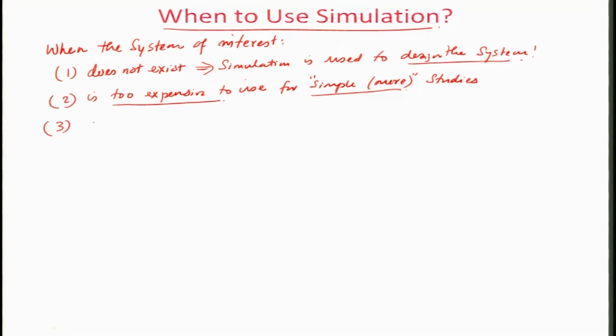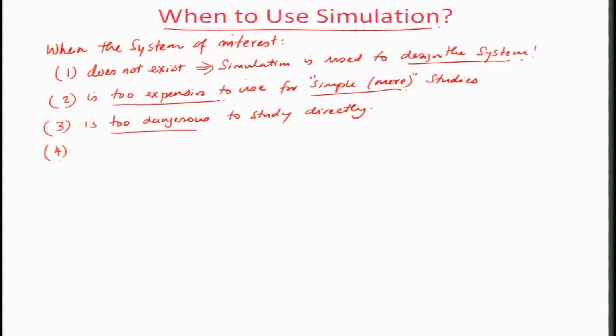Number 3, when the system of interest is too dangerous to study directly. So, you want to find out what is the impact of dropping of an atom bomb in a big city. It is pretty dangerous to actually take the atom bomb and drop it in the big city. Instead, what you would do is you build a simulation model of the city, and you build a model of the atom bomb and drop it, and then try to study it using different propagation shock waves and other things, and try to figure out how it actually happens.